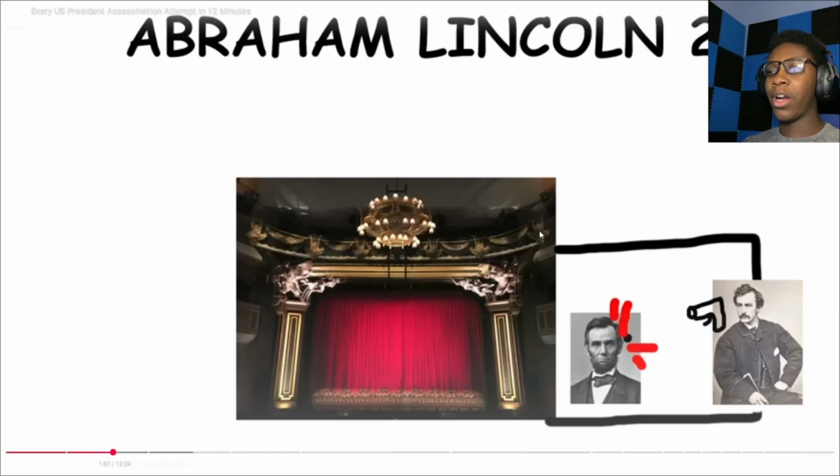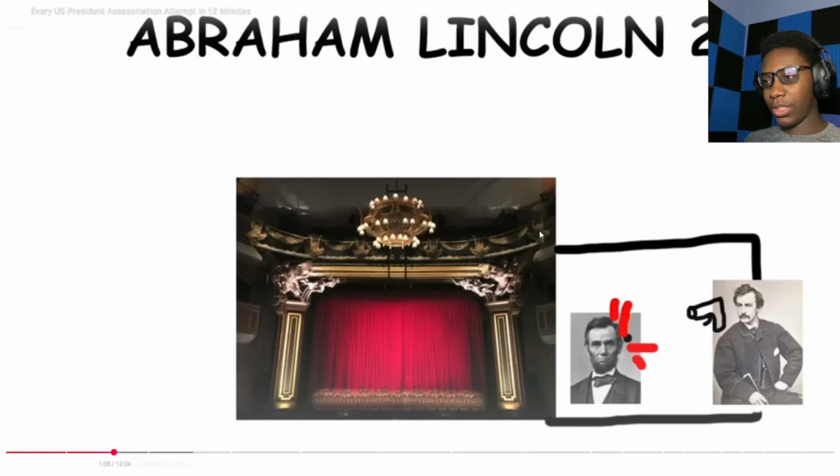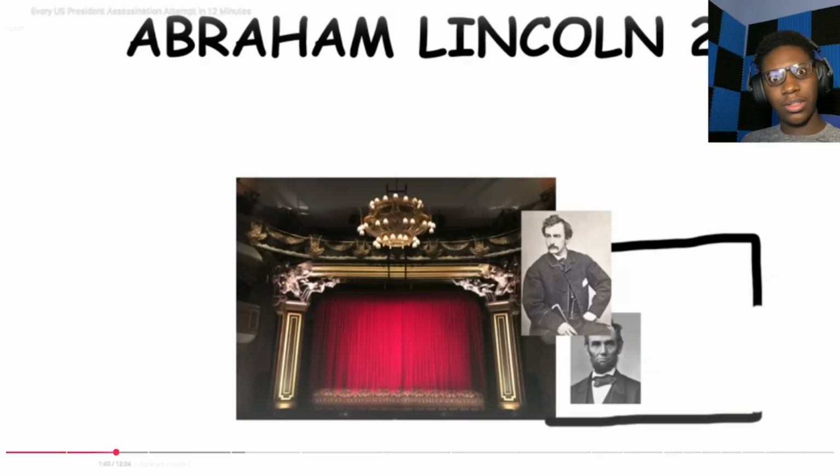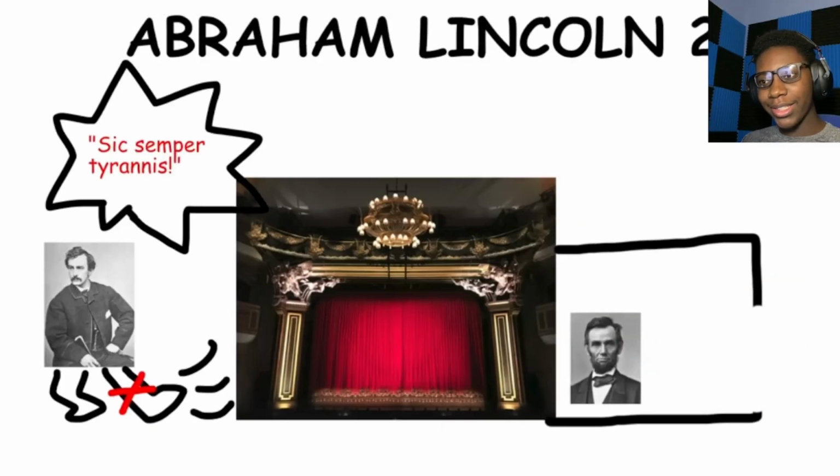Alright, my question is, if you're the president of the United States, why was it so easy to access the same room that Abraham Lincoln was in? I just want to know. After firing the fatal shot, Booth leapt from the box to the stage, injuring his leg in the process, and escaped the theater, shouting, "Sic semper tyrannis," which means thus always to tyrants in Latin.